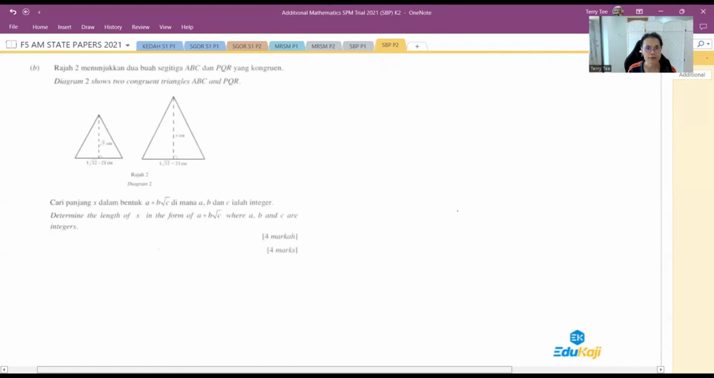Okay, so here we have two congruent triangles ABC and PQR, right? And you're supposed to find the length of x in the form of a plus b surd c. Okay, we know when two triangles are congruent, the corresponding length of side, if you compare, must be proportional. For example, if I want to find x, we say the ratio of x divided by surd 3 must be the same as surd 12 plus 2 divided by surd 12 minus 2.